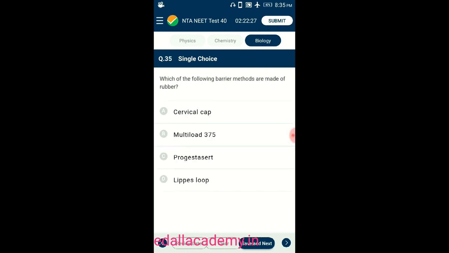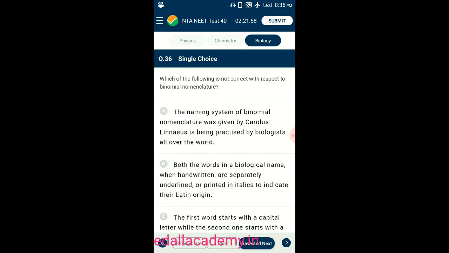Question number 35. Which barrier methods are made of rubber? Diaphragms, cervical caps and vaults. These are made of rubber and are inserted into the female reproductive tract to cover the cervix during coitus. So the answer for this question is option A, cervical cap. Question number 36. Which of the following is not correct with respect to binomial nomenclature?